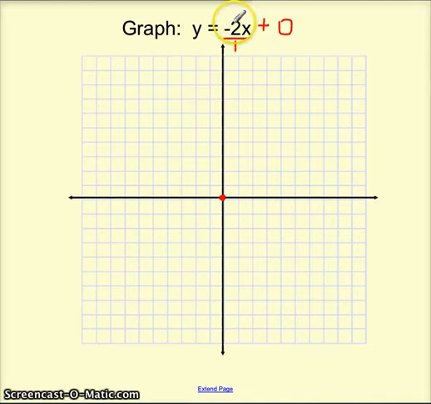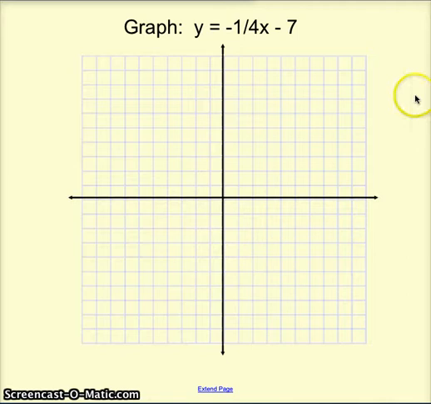So now it's rise over run. This is -2, so that means I go down 2, and then I go right 1. It's +1. Down 2, right 1. And I'll go a few more times. Down 2, right 1, and so on. Okay? And then same thing, you can draw a line through the points. And again, do not forget your arrows to show that this line would go on forever and ever.